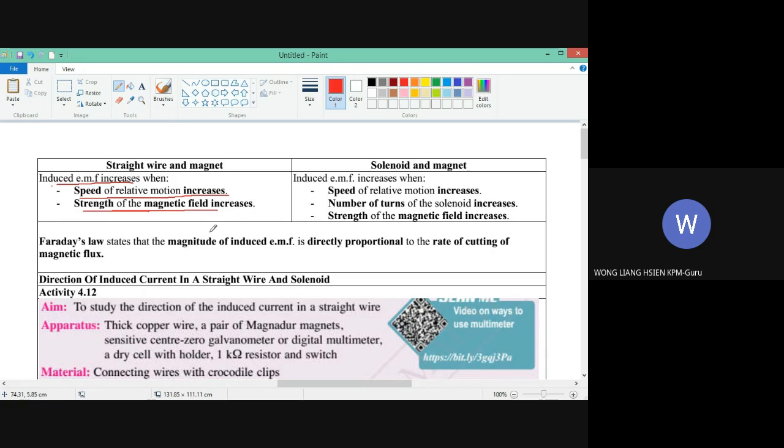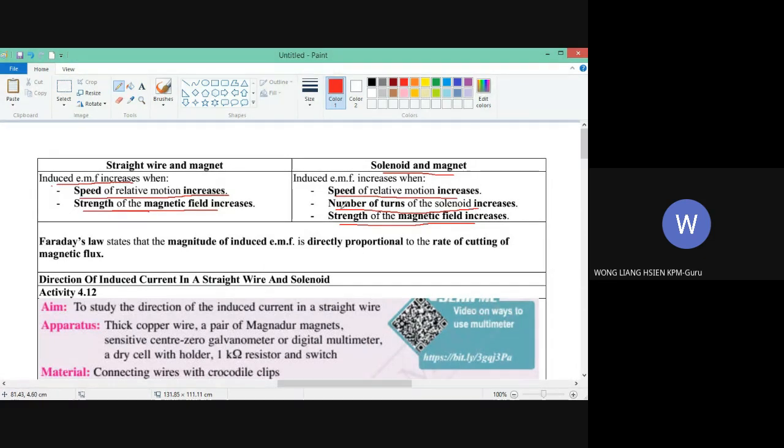Now for solenoid and magnet, it is also the same thing. First is the speed of relative motion increases, that means you cut faster. Second is the strength of the magnetic field increases, that means you use a stronger magnet. But for solenoid, you have another one: the number of turns of the solenoid increases. So for solenoid, there are three methods that we can use to produce a stronger EMF.